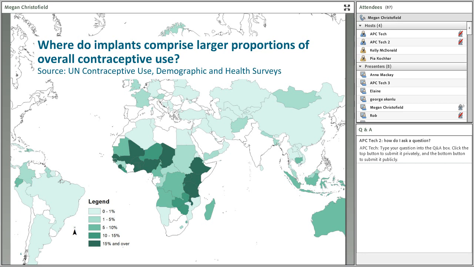So in the darkest green countries on the map, the contraceptive implants comprise over 15% of total modern contraceptive use. As you can see, Burkina Faso, Kenya, Uganda are all represented in dark green to reflect the large proportion of contraceptive use attributable to contraceptive implant use, which was mentioned in the previous slides. Looking outside of the African context, you can also see, for example, that Indonesia on the right side of the screen is more of a medium green. They have about an 8% method mix attributable to implants. So just a nice global picture of where implants comprise a larger proportion of contraceptive use.